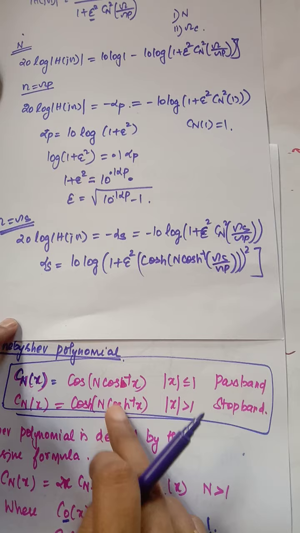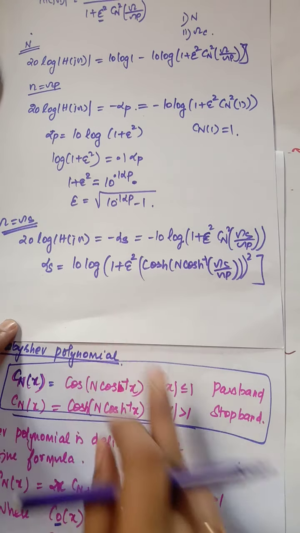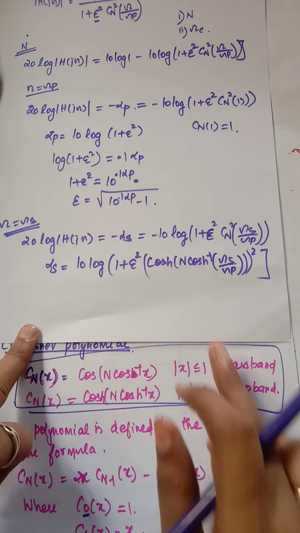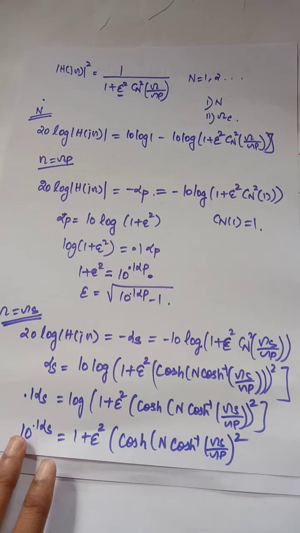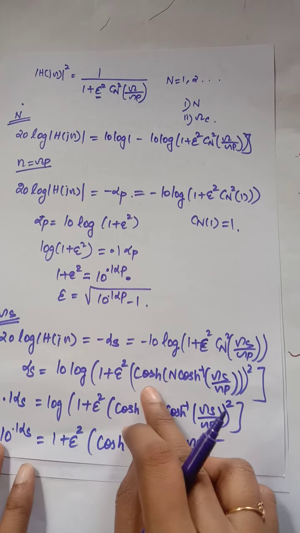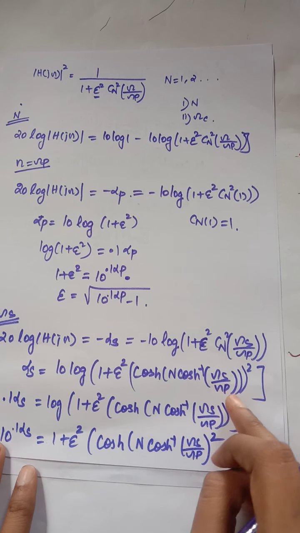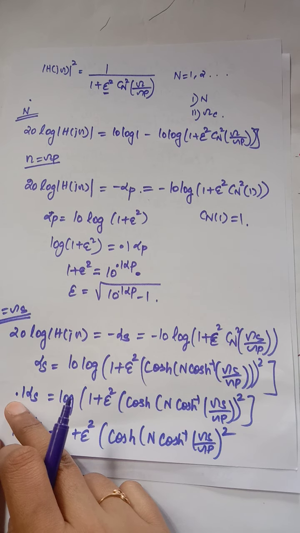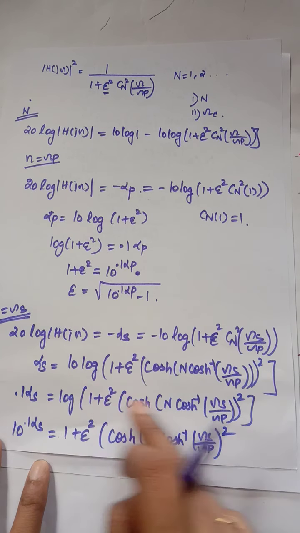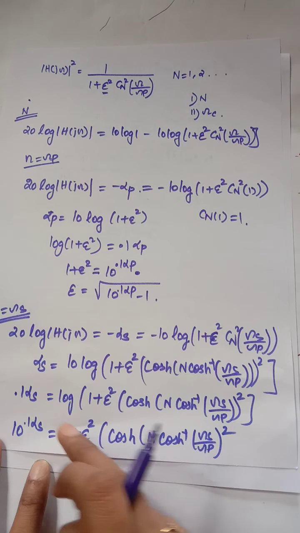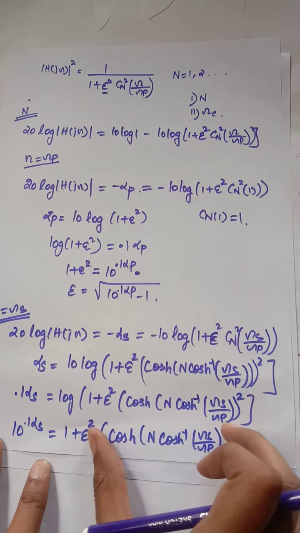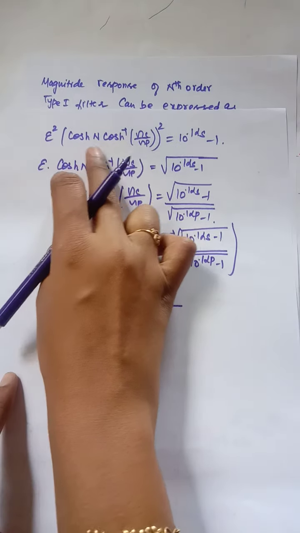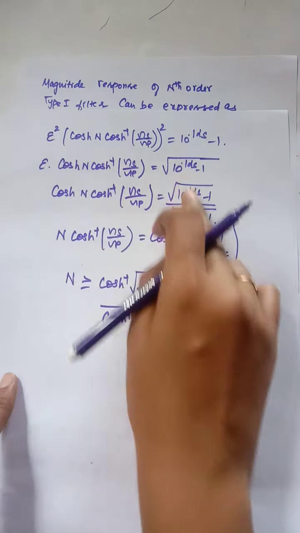Why have I chosen this equation? Because I am substituting for the stopband. Now I am going to simplify it and find the value of n. I have applied cosh(n cosh⁻¹(Ωs/Ωp)) squared. Bringing the 10 here, it becomes 0.1 αs as the log of this term. Removing the log, you get 10^(0.1 αs), which is equal to this term. Next I need to find n, so I need to bring all the terms here.